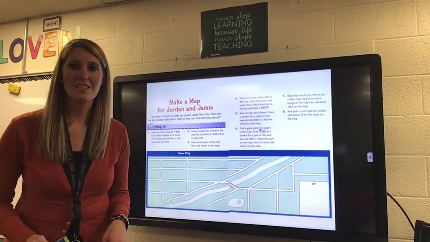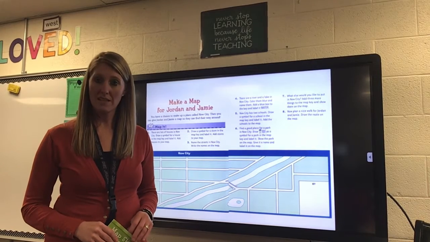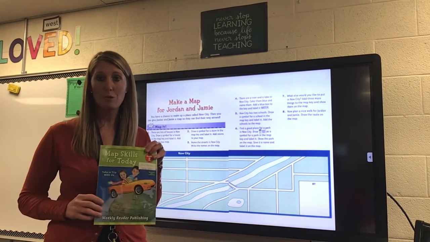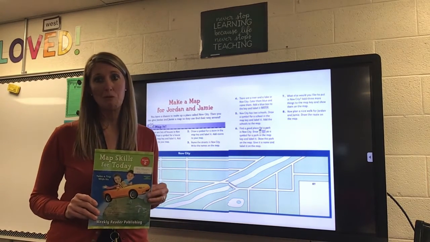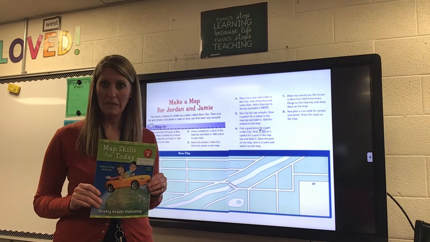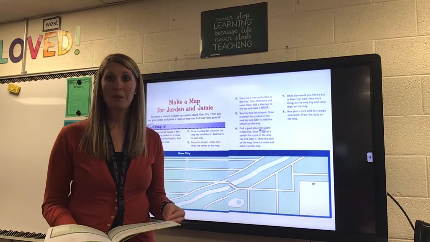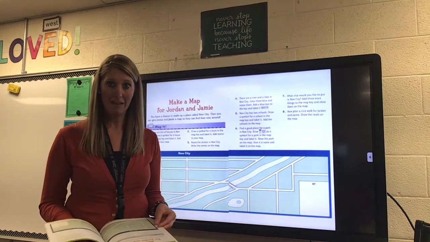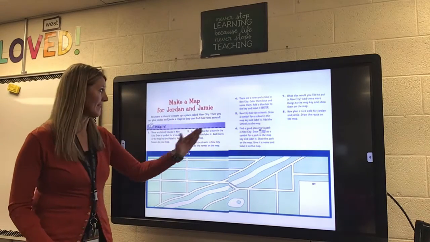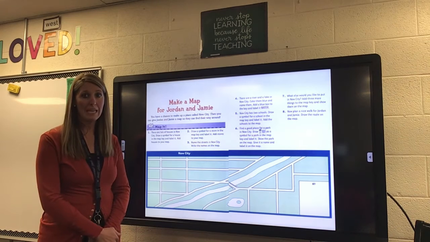Hello, second graders. Today our last lesson is our social studies lesson, which is in our math skills book. So you need to find your math skills book, pause the video if you need to, and when you get your math skills book, you need to open up to page number 16 and 17. And it should look like this. It says, make a map for Jordan and Jamie.